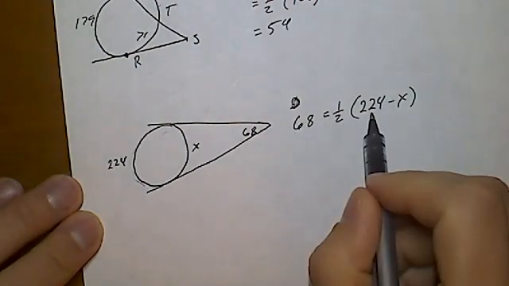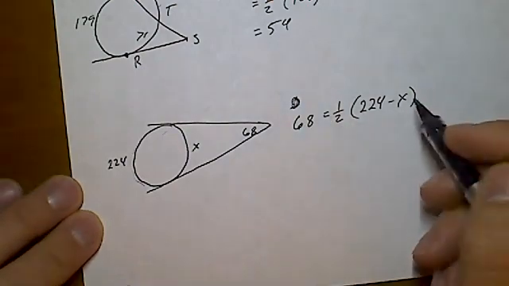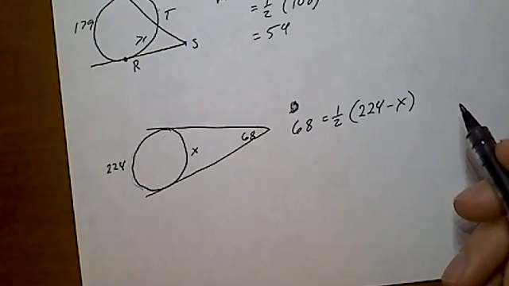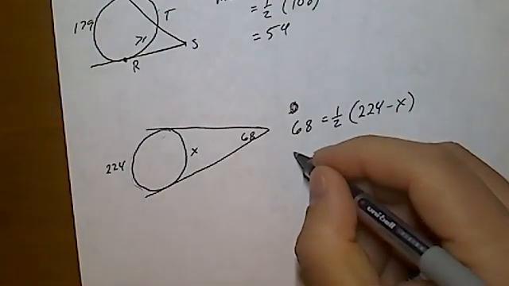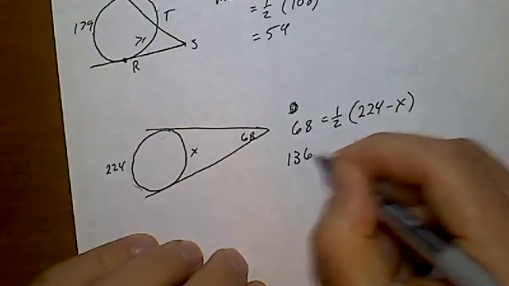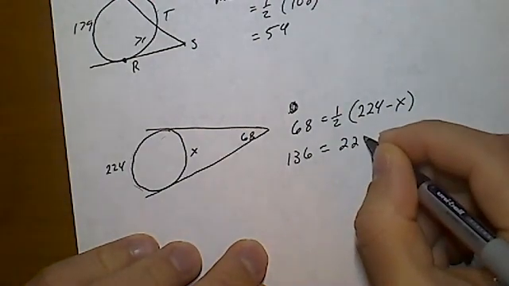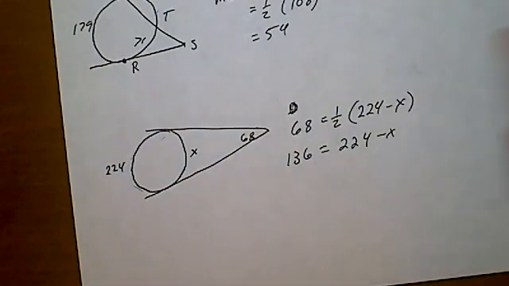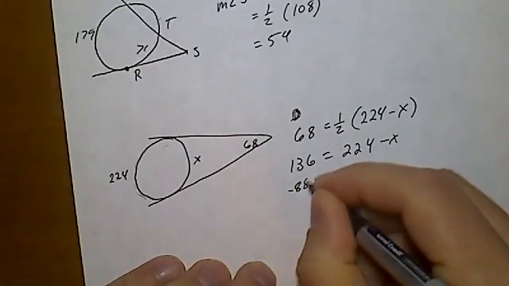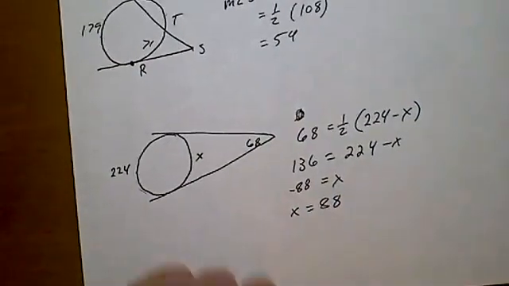So we have two choices here. You can distribute, or you can multiply both sides by 2. I typically multiply both sides by 2 because I think it's easier. And we get 136. You get 224 minus X. Subtract 224 from both sides. You get negative 88. X is 88 then.